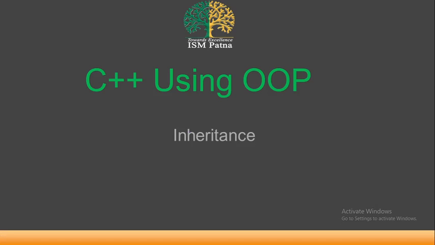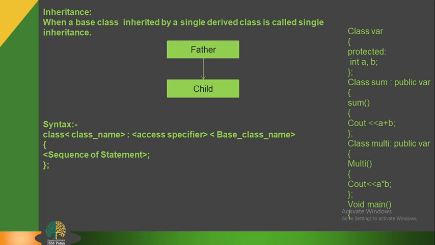Hello everyone. In today's session I am going to discuss inheritance. So what is inheritance? Inheritance, as we know, is a key concept of object oriented programming which provides us the feature of reusability. It means with inheritance we can write the code once and use it again and again. It provides us the facility to use the code multiple times.